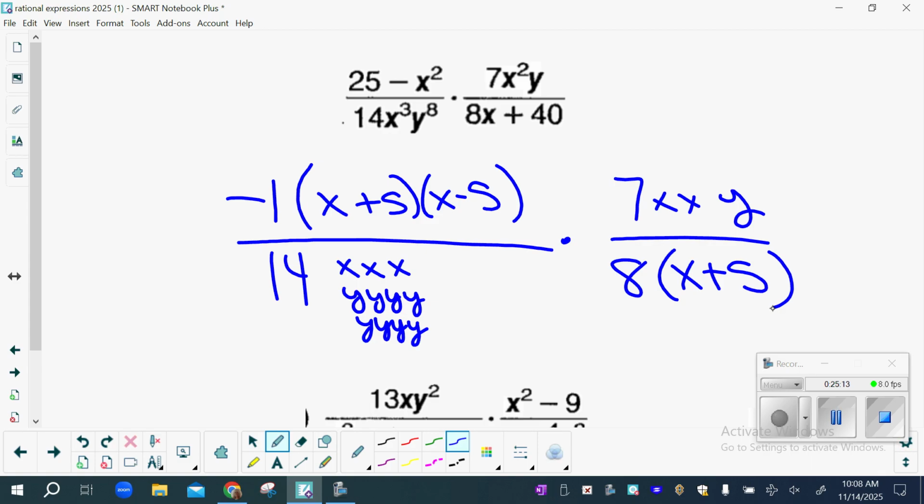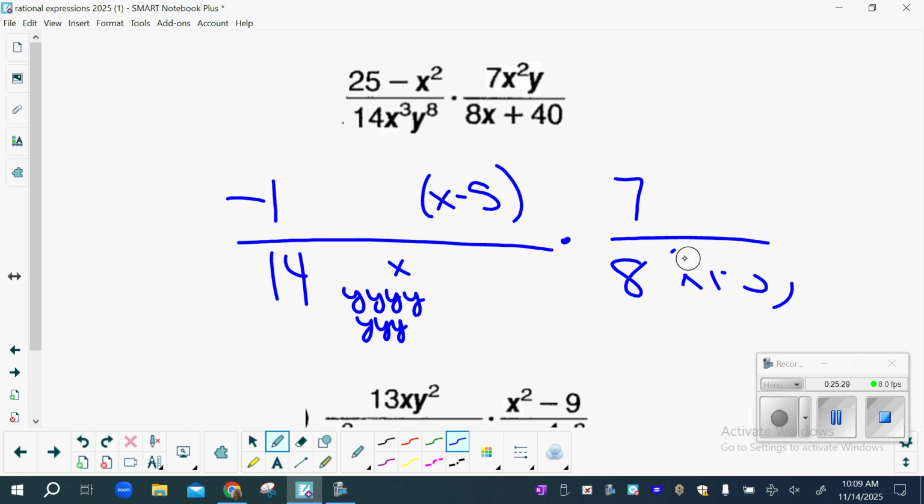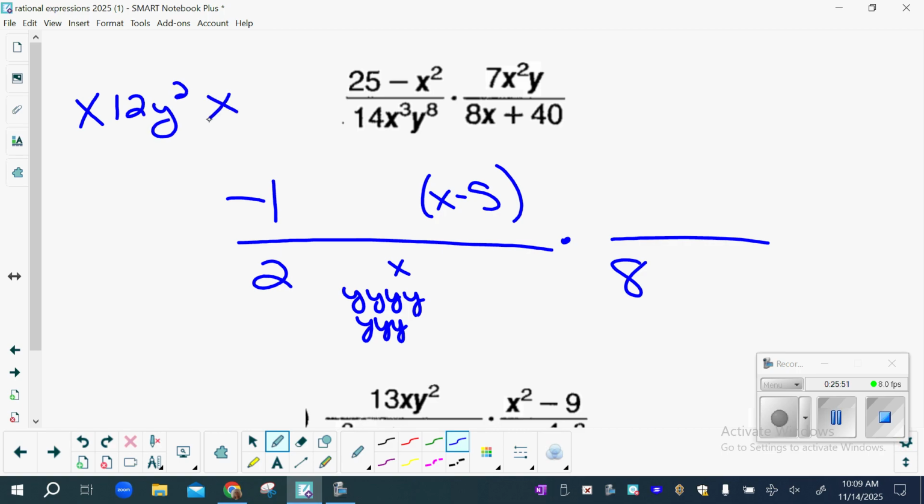Time to start canceling. These two little x's go. Those two little x's go. How sad is this? One y and one little y. That's just sad. x plus 5 goes. x plus 5 goes. 7 goes. 14 becomes 2. And this is what I mean by squish it together. We are now going to put all of our single guys together. If you're writing stuff out, you don't go x, 12, y squared, x. You combine it nicely.